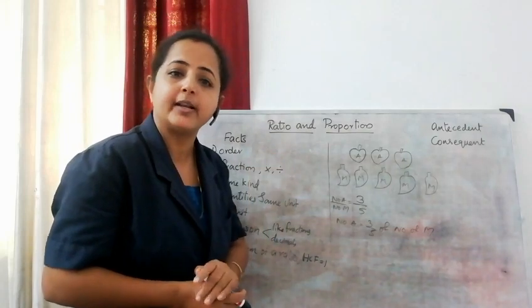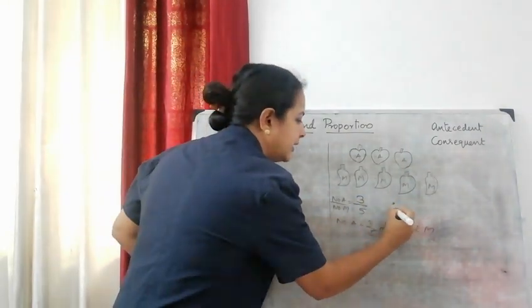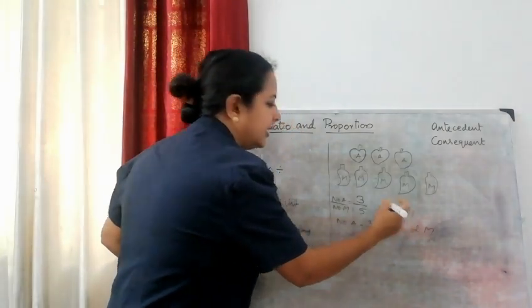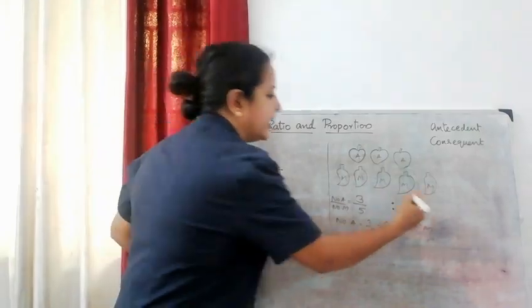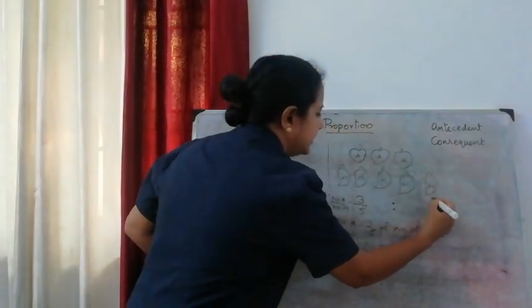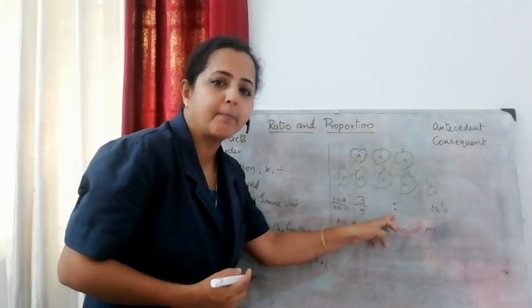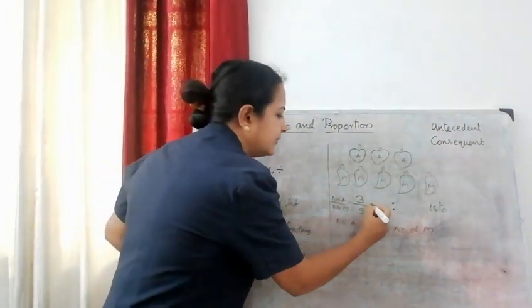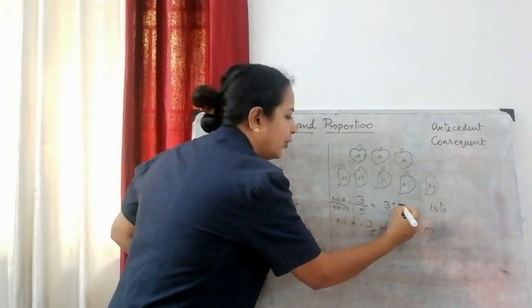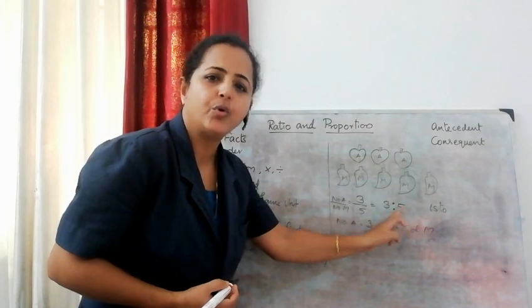How will you represent a ratio? This is 3 by 5. We can use 2 dots like this, which we call "is to". We can read it as "is to". This is the ratio representing symbol. This 3 by 5 fraction we can write as 3 is to 5, and we read this as 3 is to 5.